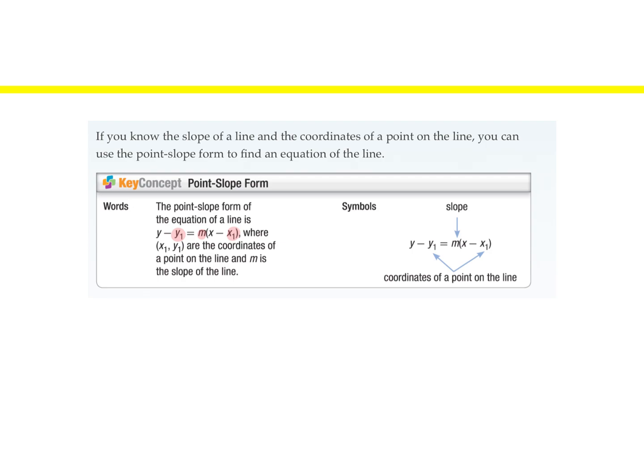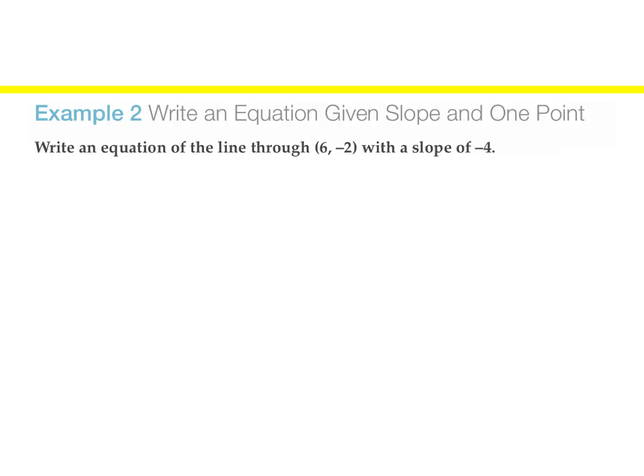So the y and the x that don't have any numbers are the letters that will remain as x and y. So here we have example 2. They want us to write an equation of the line through point (6, -2) with the slope of -4. So awesome, this is our x1. This is our y1. I'm going to write the formula so you guys have it. So y minus y1 equals m times x minus x1, and then this is your slope, so this is your m.